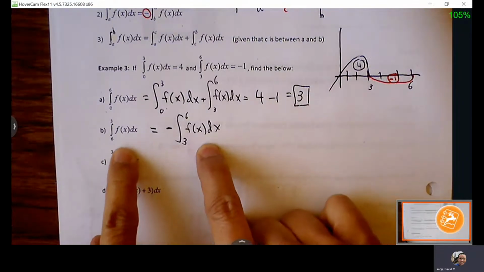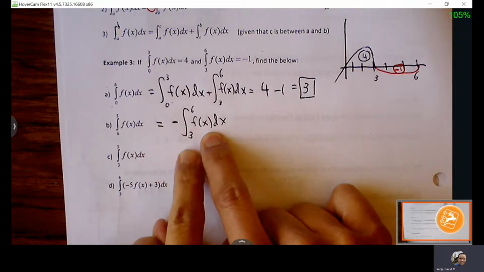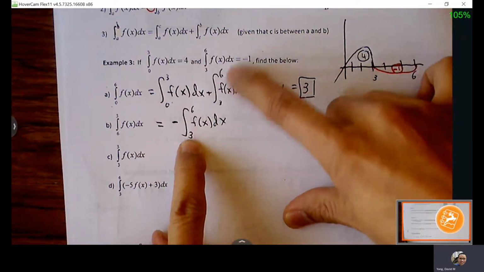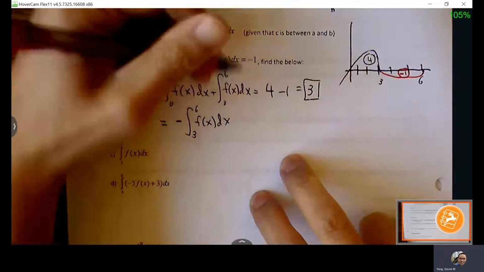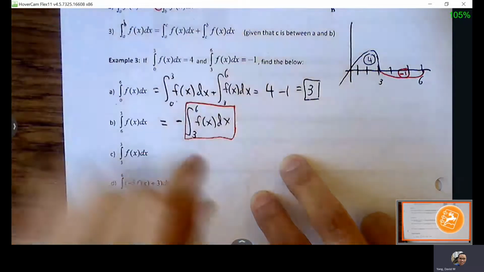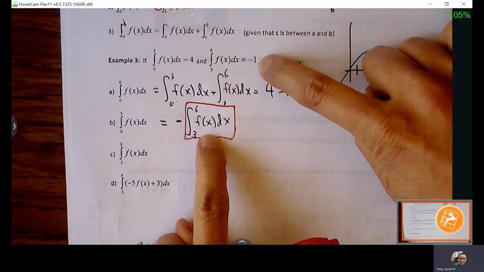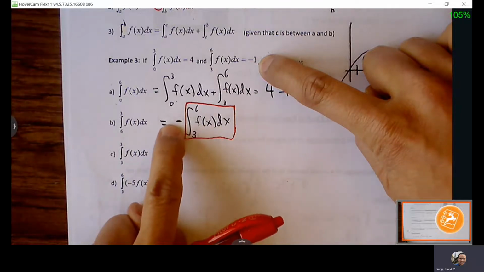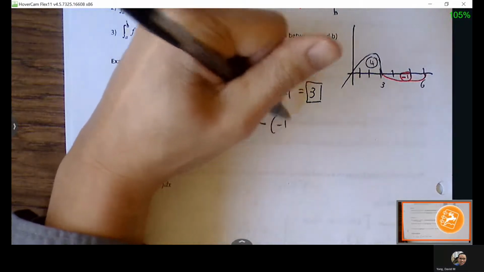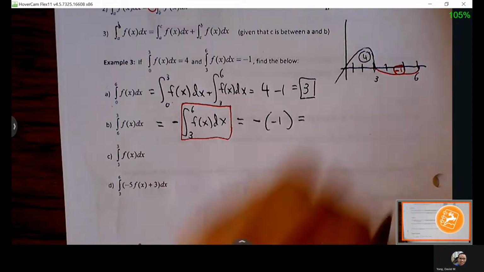So I've created an equivalent expression, but I've made it so that I can match a property exactly with what I want to use. So once I flip those bounds, I have a property available for me. I know from 3 to 6, my integral is -1. I can make that substitution, but I've also made an adjustment. So I just have to work out that adjustment. So the value will be what? +1.